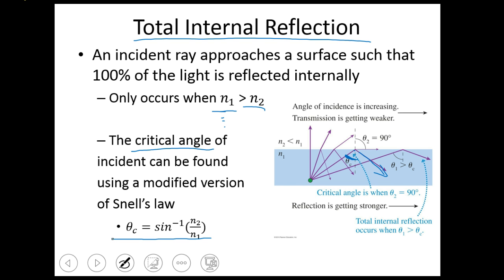And so you just do the inverse sine of substance 2 over substance 1. And this is only true when the index of refraction for 2 is less than that of 1. So when you're going from a high to a low index of refraction, you should have a high number on top and a lower number on bottom. And that's the only way it's going to work.